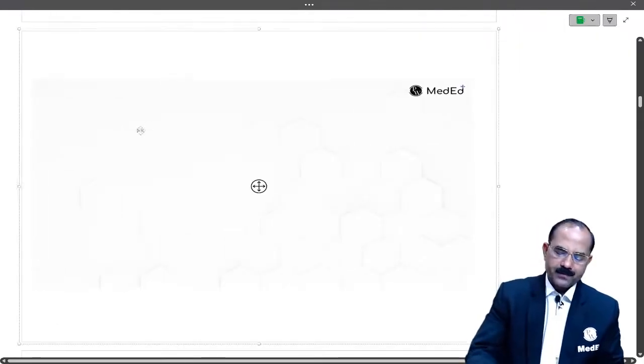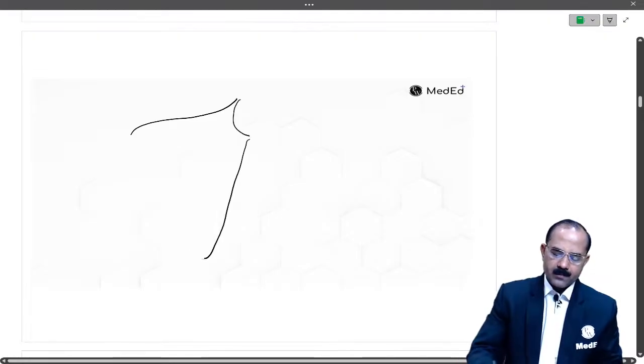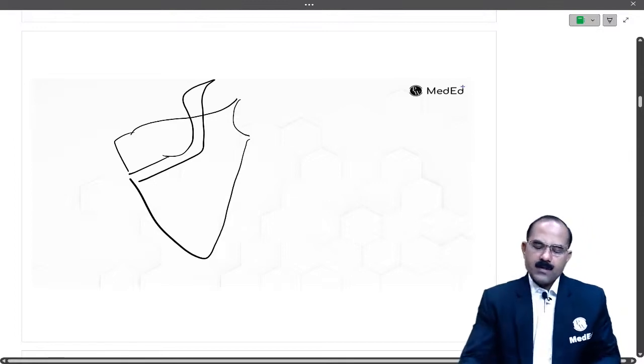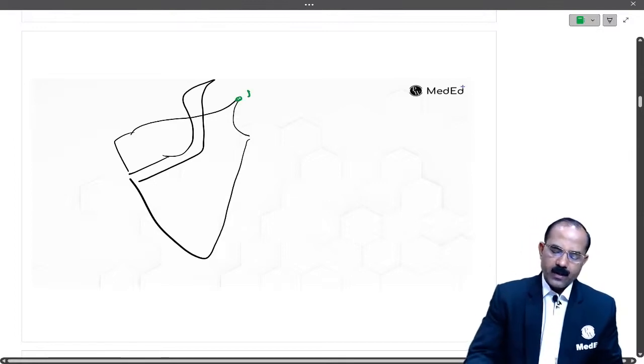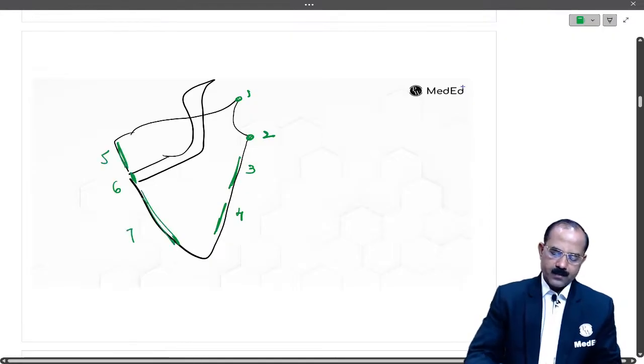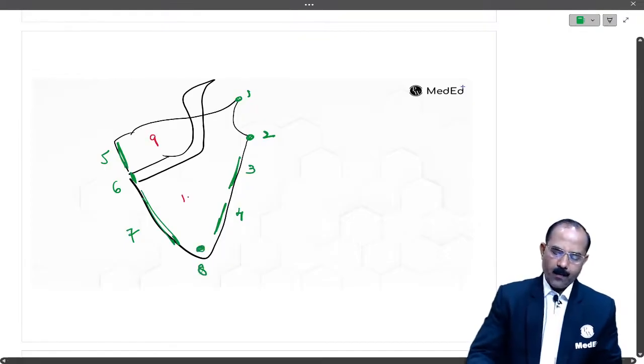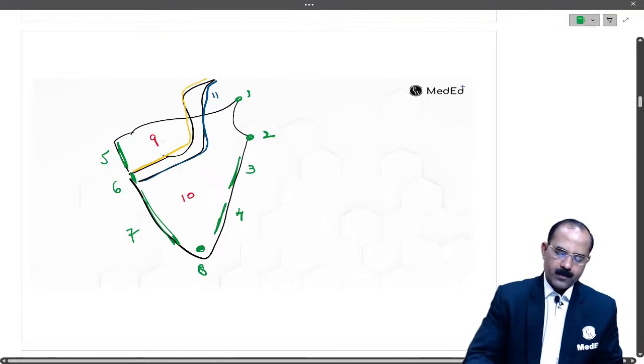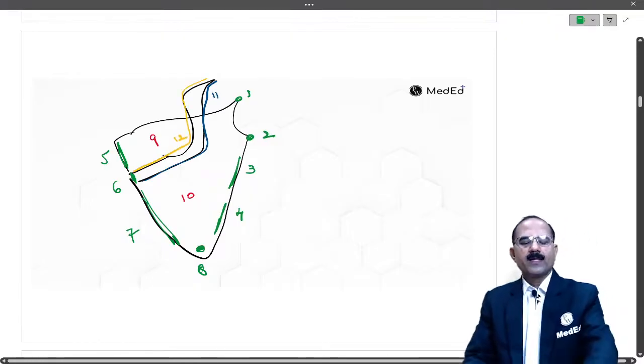You must be knowing this. That's the scapula here. This is the spine of the scapula. Come on, can you start? What is this? Number one here. I'll just put number two. This is number three here. This is number 4, 5, 6, 7, 8, 9, 10, 11, 12. Come on, children.